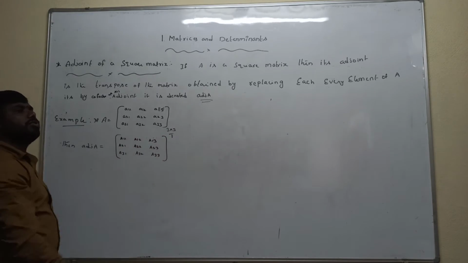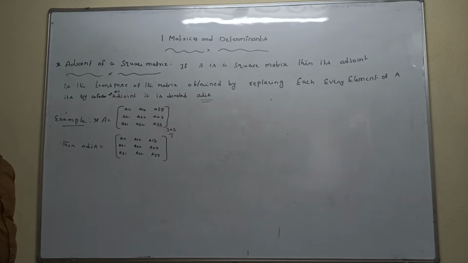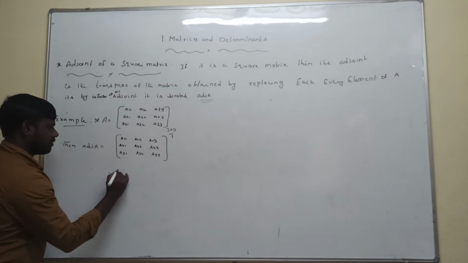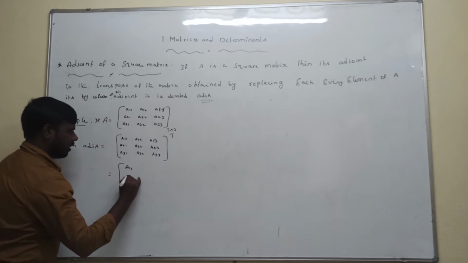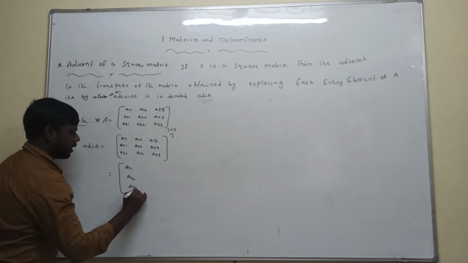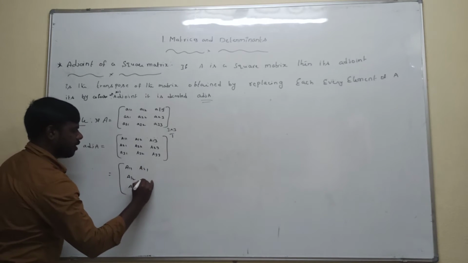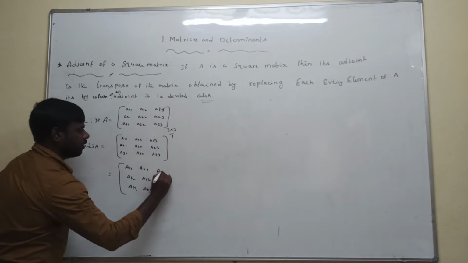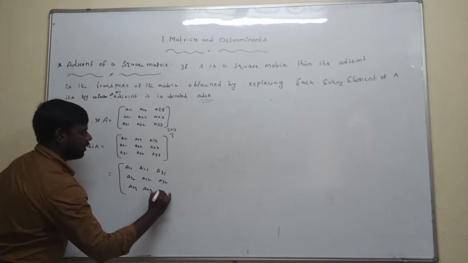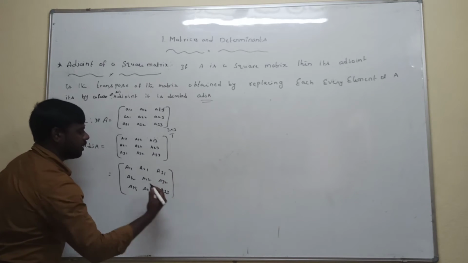Now the transpose of a matrix is nothing but interchanging the rows and columns. That's why we are interchanging rows and columns. The first row is replaced with the first column, the second row with the second column, the third row with the third column. So A31, A32, A33. This is the adjoint.